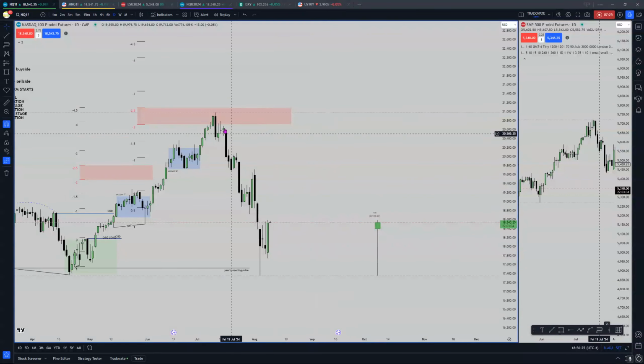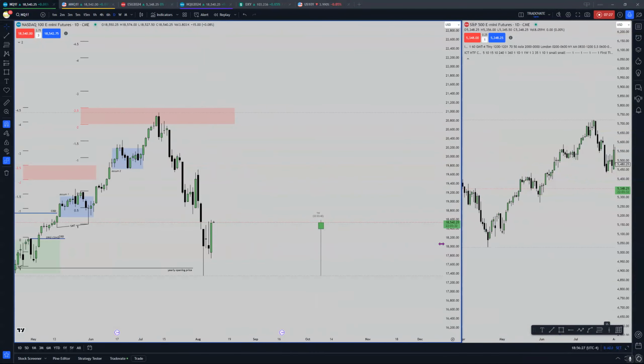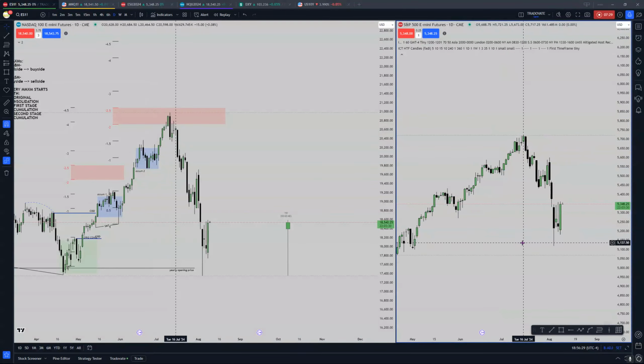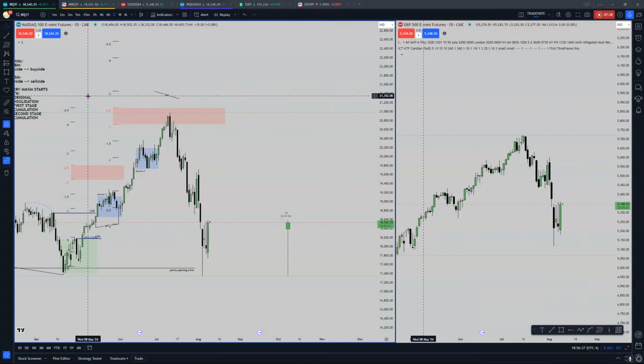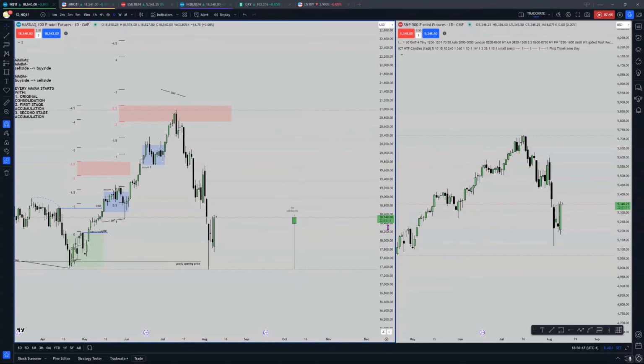So what happens here? We form SMT. ES keeps pushing higher while NQ fails. So we have SMT. We reached the terminus of this manipulation leg, and we also reached -2 standard deviation of this accumulation 1 manipulation leg. So what happens? We get a change in the state of delivery right here.